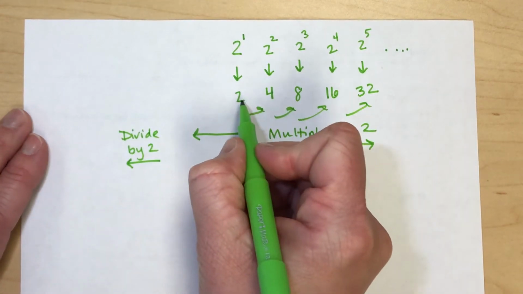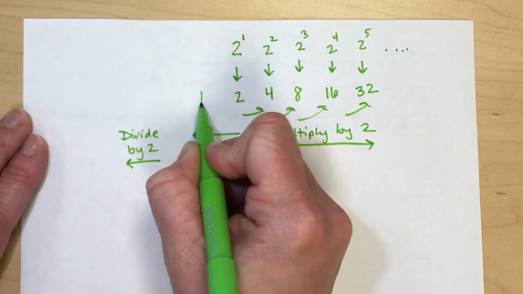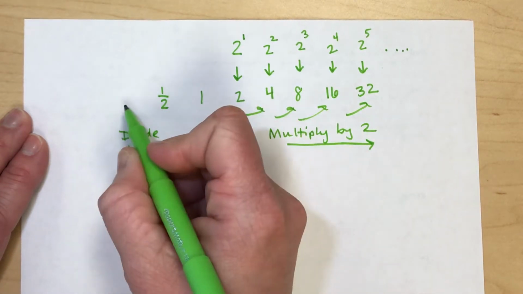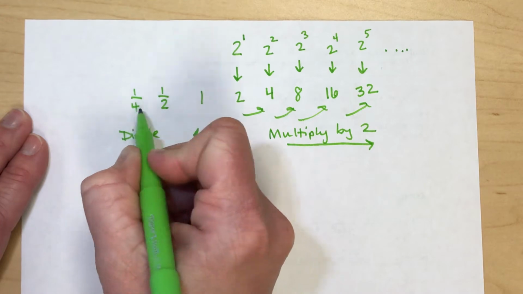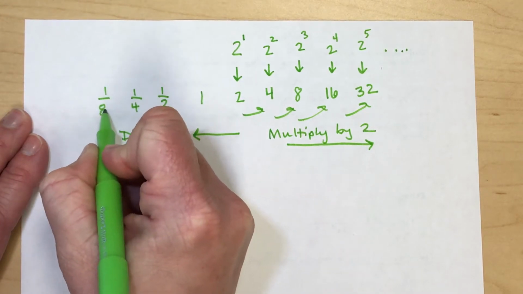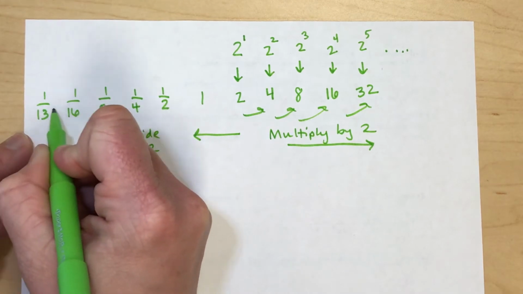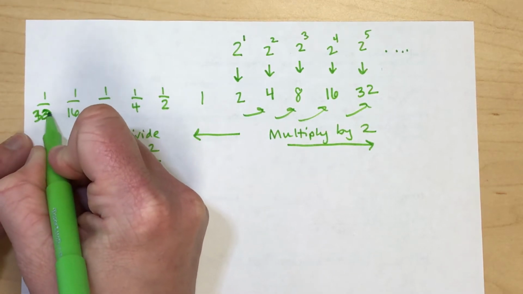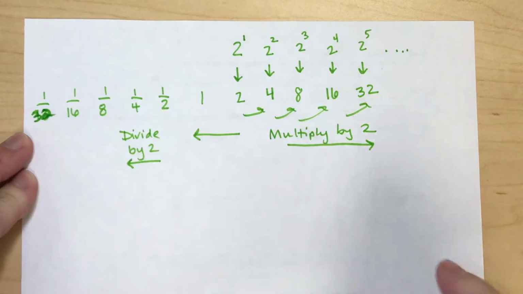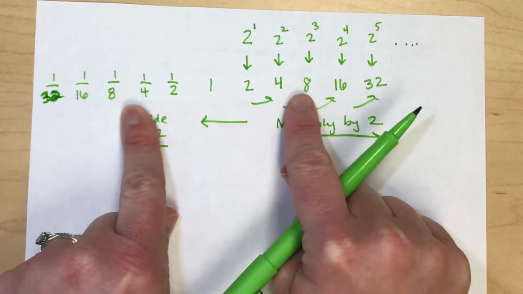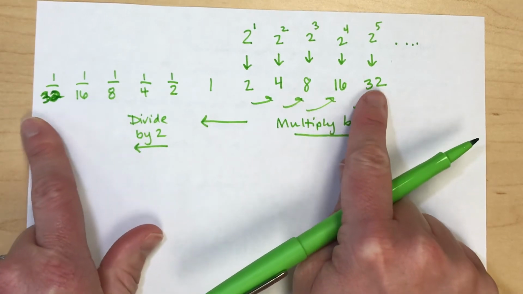So 2 divided by 2 is 1. And 1 divided by 2 is a half. And if I divide that in half, divide by 2, I get 1 fourth. Divide that by 2, I get 1 eighth. Divide that by 2, I get 1 sixteenth. Divide that by 2, I get 1 over 32. Oops, I wrote a 1. Here we go. So notice how these numbers show up here: 4 and 4, 8 and 8, 16 and 32.